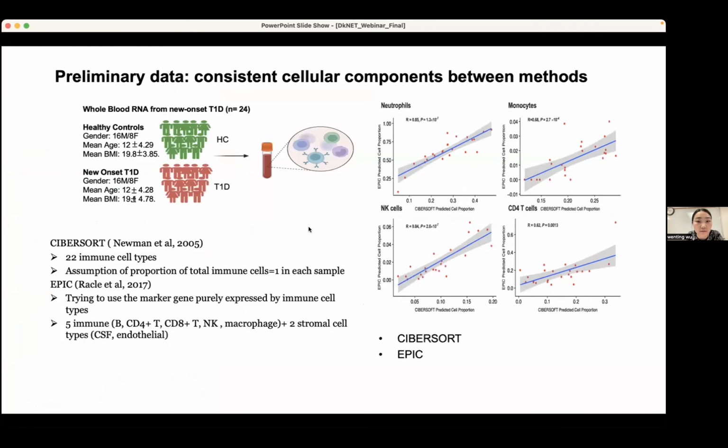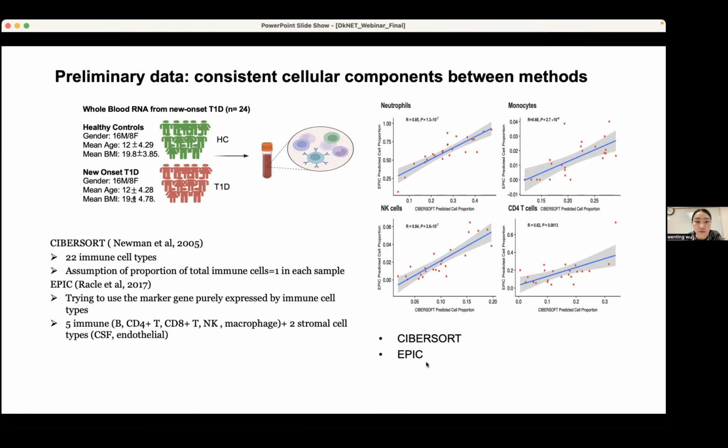utilizing EPIC and CIBERSORT on one of our preliminary biomarker sequencing datasets from blood. From this deconvolution, we can see that EPIC and CIBERSORT correlate very well with each other. But EPIC is limited to only 5 major immune cell types, and CIBERSORT goes more aggressively into more cell subclusters, so we chose CIBERSORT first to run the deconvolution.